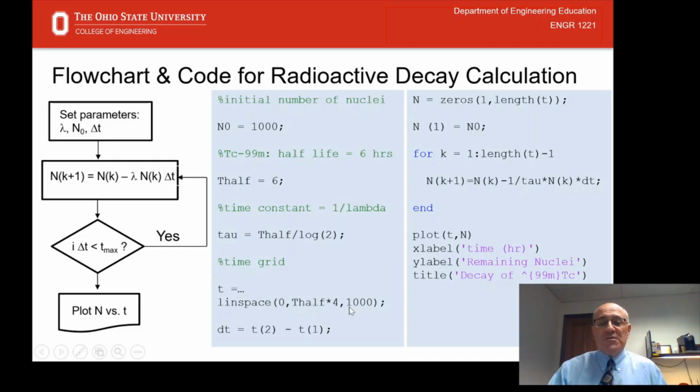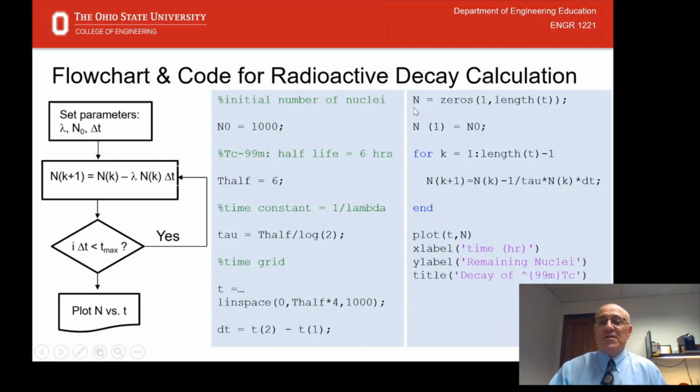And I chose 1,000 time steps, just so that I have a small enough time step to get an accurate simulation. And I'll show you in a minute what happens if you make your time step too large. Then what I need in my calculation is delta t, the delta t that's shown in this equation over here, which is just the difference between 2 successive times.